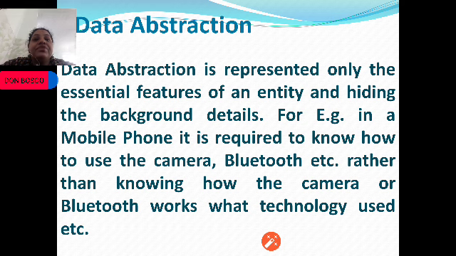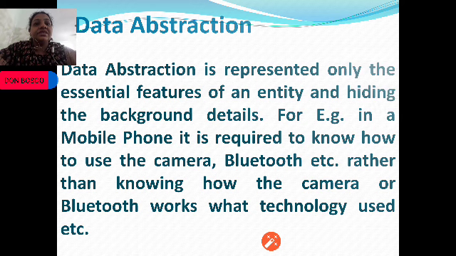For example, when we purchase a new car, we are interested only in knowing how to start the car. We are not interested in the technology or the different spare parts involved when we start the car. So data abstraction is the feature which represents the essential features, and we hide the background details. That is called data abstraction. Now we move on to the next concept, that is data encapsulation.